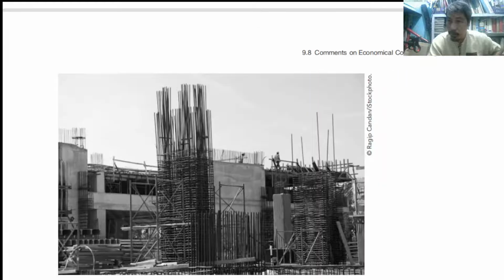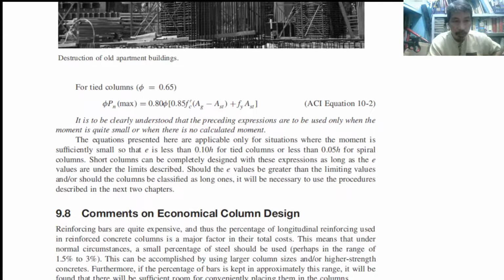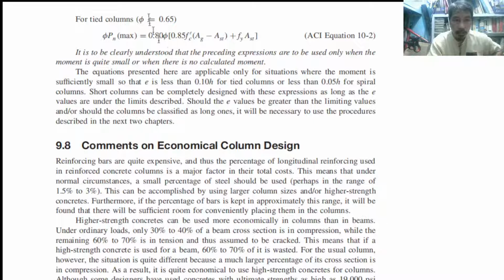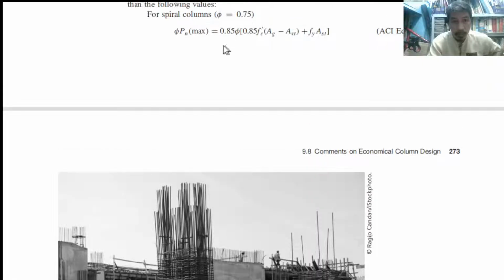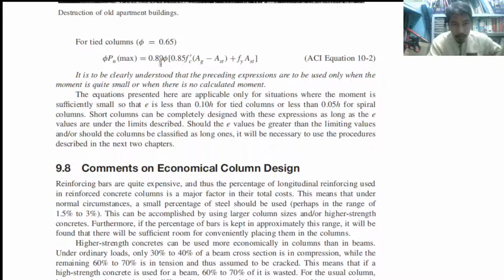That is the main formula for design of column. For tied column, you have to use 0.65 here, and the formula will also have 0.8. Take note, for spiral, that is actually 0.85, so 0.85 times 0.75. But here, the formula is 0.8 times 0.65 for tied columns. Right?